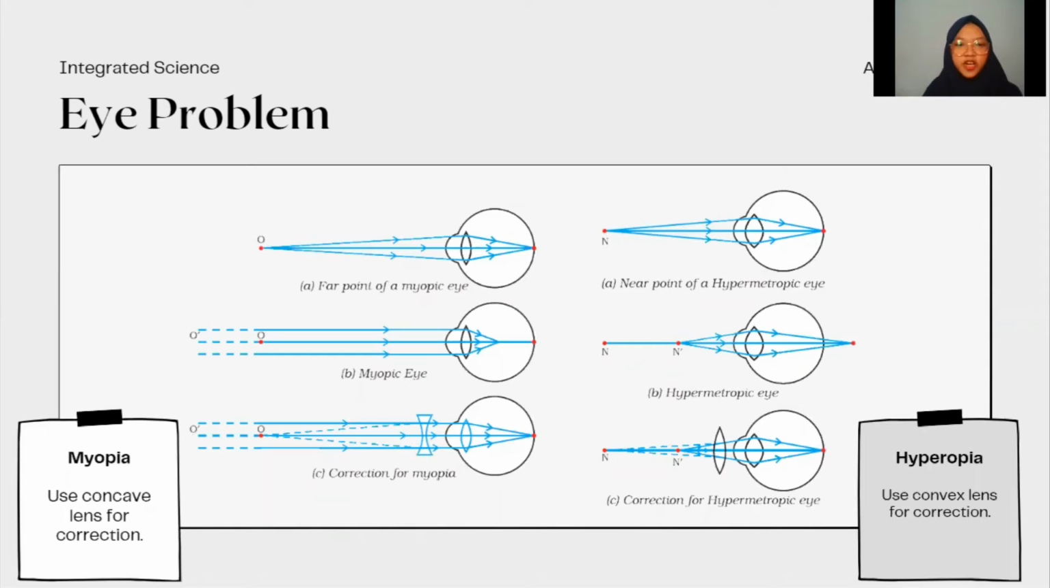So this is the ray diagram of myopia and hyperopia. You can see the focal point of the myopia eye falls in front of the retina. So someone who has myopia needs a lens for correction to see things more clearly. And this is for the hyperopia eye. The focal point is behind the retina, and someone who has hyperopia needs a lens to see something clearly.